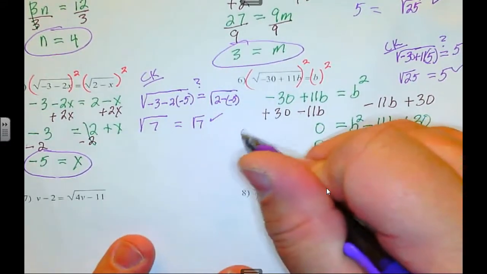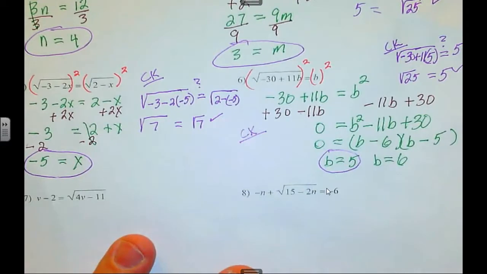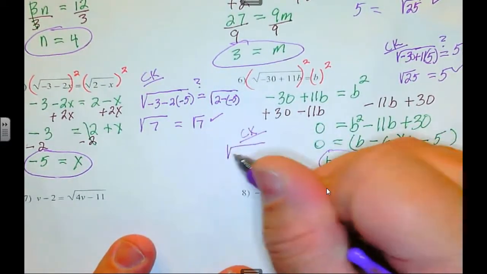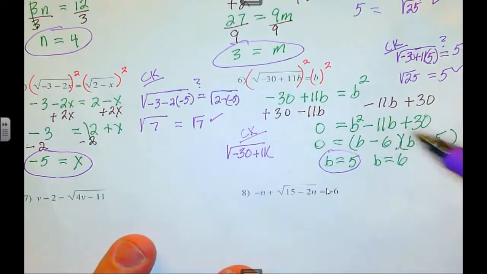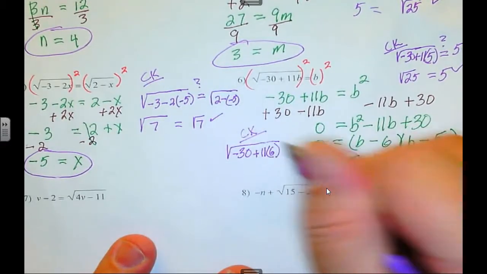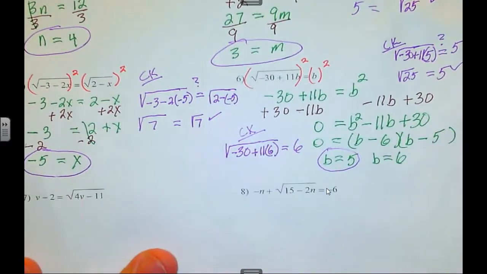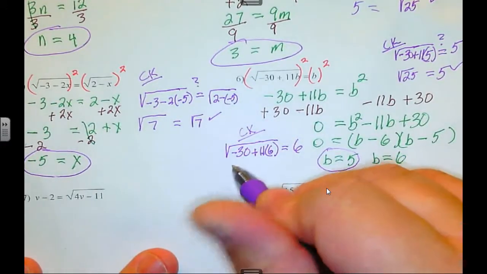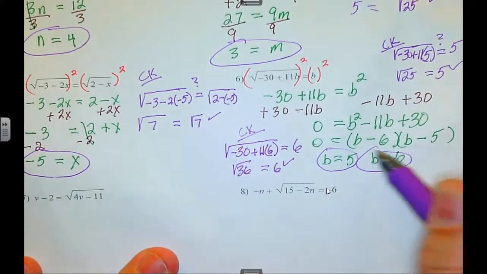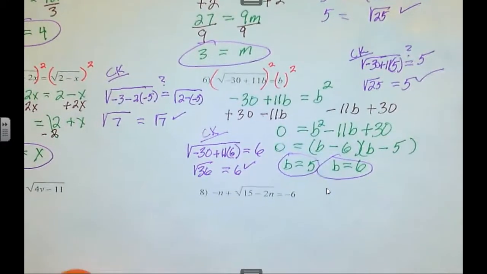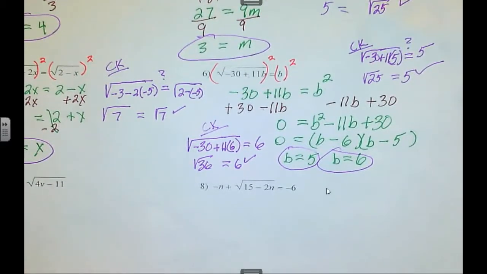Wow, is this a pain in the butt or what? Okay, check. Does the square root of negative 30 plus 11 times 6 equal 6? Well, let's see. 66, so that's the square root of 36. Does indeed work. So both of those work. Check, check, check. It checks. Isn't it fun? This is fun, fun, fun, fun.